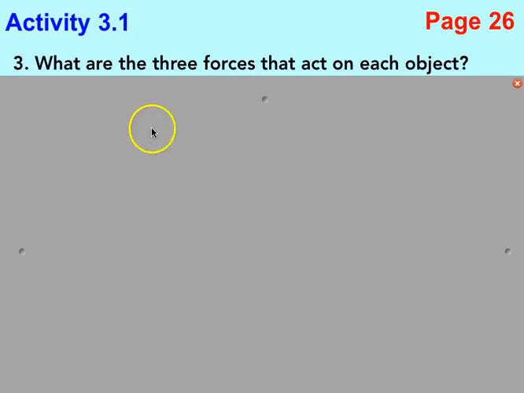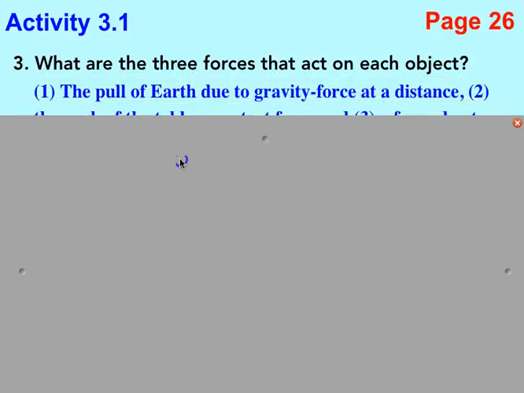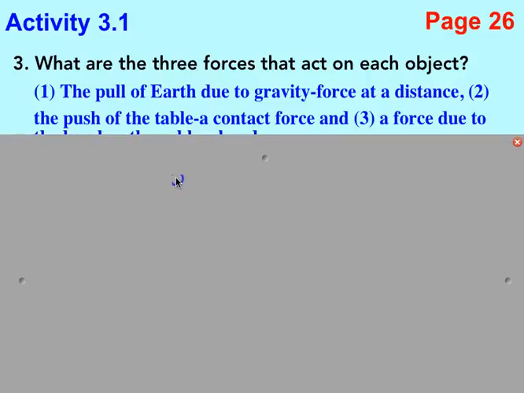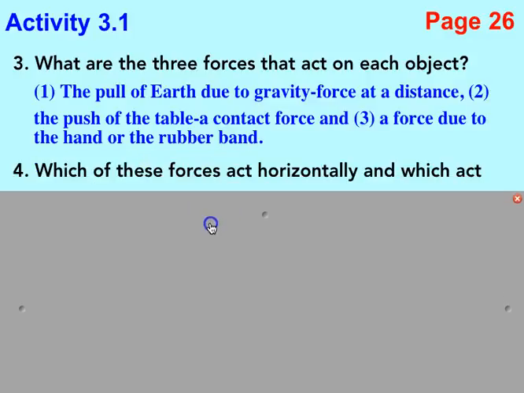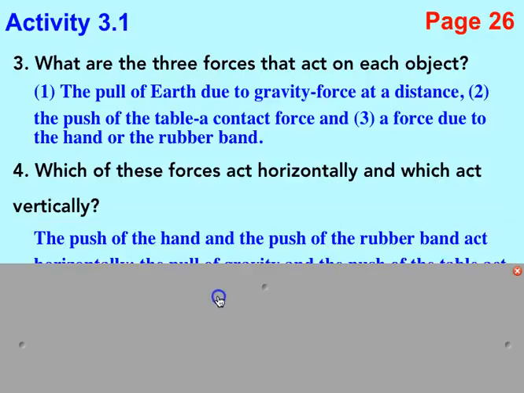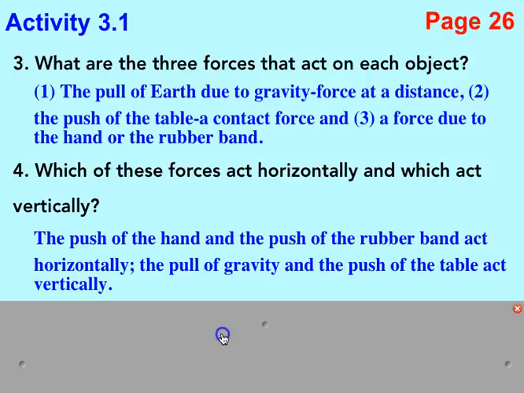How'd you do for those? So what did you say that the 3 forces that act on each object were? Did you say the pull of gravity, the push of the table, which is a contact force, and the force due to the hand or the rubber band, which would be another contact force? So we had a force at a distance and 2 contact forces. Which of these forces act horizontally? Well, the push of the hand and the push of the rubber band act horizontally. The pull of gravity and the push of the table acted vertically.